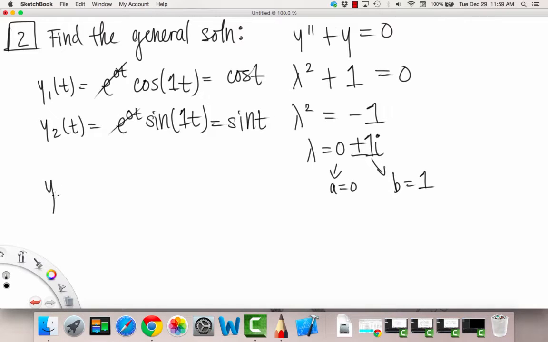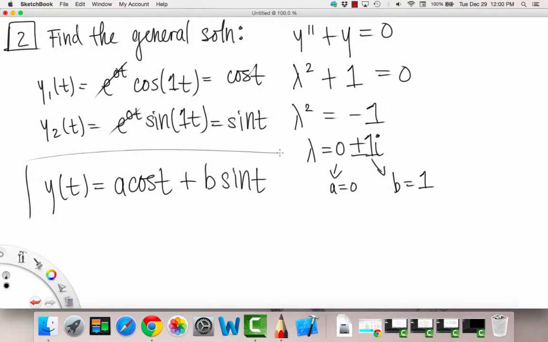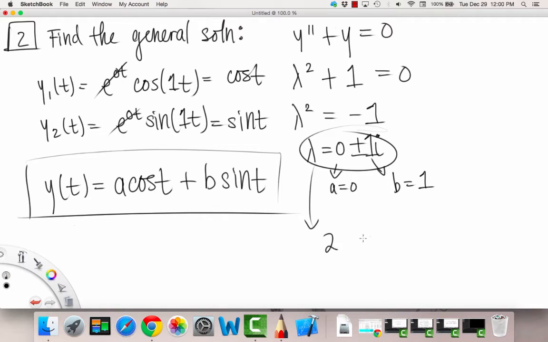Okay, so we can form our general solution just by putting constants in front and adding them together, so by forming that linear combination, right? So a times cosine t plus b times sine t. That is our general solution here. And the case that we got, because we had our complex numbers, is the two distinct complex roots case. Okay, complex roots.